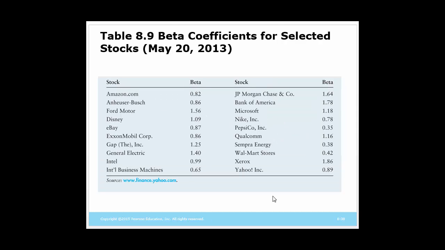Here are some examples. We'll talk about some of these in class, but obviously you can see here are some betas that are representative of some very big companies, most of which I would imagine are in the S&P 500. And you can see some are rather large. Xerox is 1.86, Ford is 1.56, and we have some that are fairly low. We have Walmart at 0.42. This energy company is 0.38. So we have low betas, we have high betas.